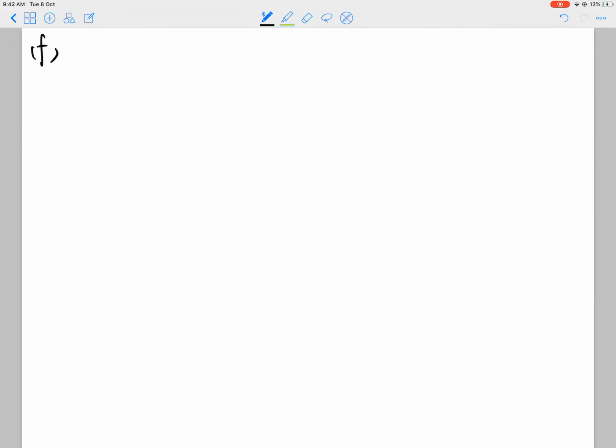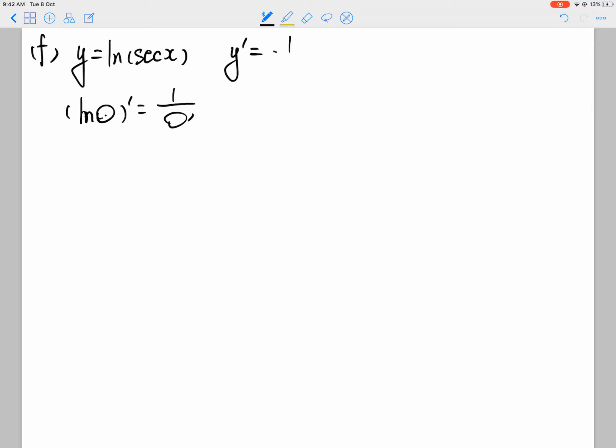Part F. Right, part F, we come back to the chain rule, just a normal chain rule. First ask yourself, what's the derivative from outside to inside? The first function you encounter is ln of something. What is the derivative of ln of something? It is 1 over this thing, so it's 1 over secant x.